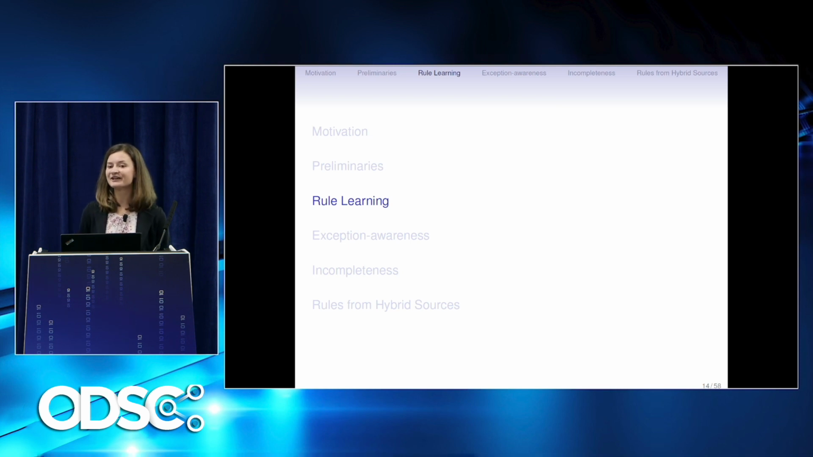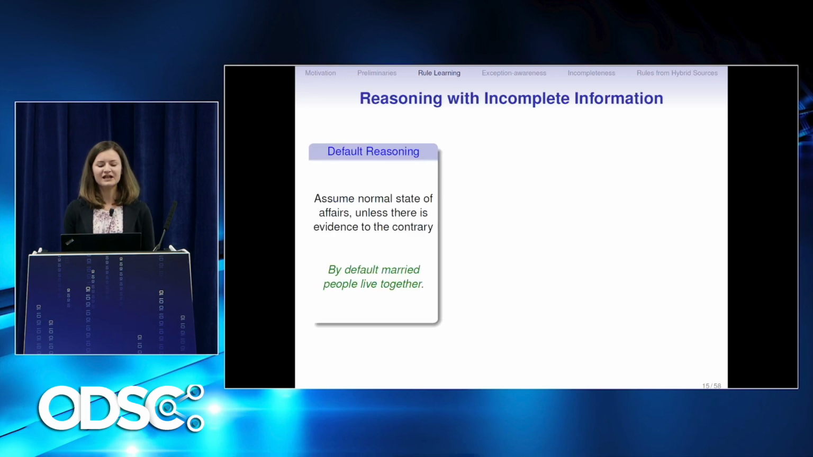And of course, this is not a new thing. There were a lot of other research works done actually in the 90s already that looked into this important problem. So if one talks about different ways of reasoning with incomplete information, one could actually classify it into three groups. One is so-called default reasoning, which states that if we assume a normal state of affairs, unless there is evidence to the contrary, something should hold. So by default, married people live together.